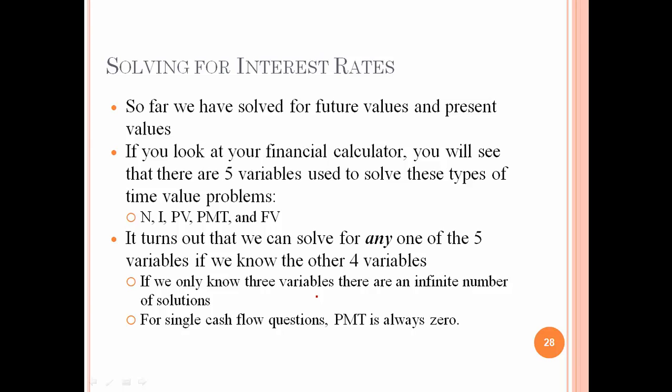If you look at your financial calculator, you will see there are 5 variables used to solve for this type of time value of money calculation. Typically you see n, which is the number of years or number of periods. I is the interest rate, then present value, payment, and FV. For questions from chapter 4, payment is generally left at 0 because we do not have any regular payment. We only have present value or future value. So we can actually solve for any of these 5 variables if we know the other 4 variables. And again, in chapter 4, payment is 0.